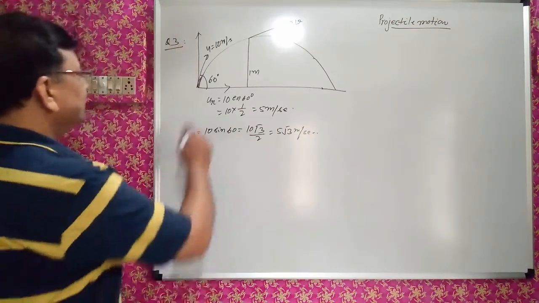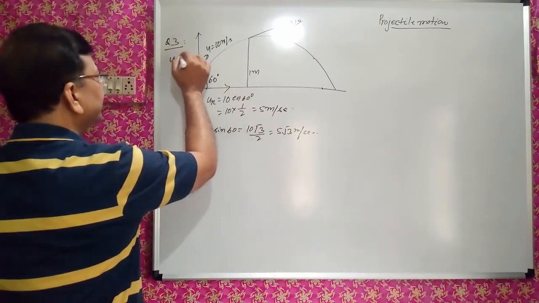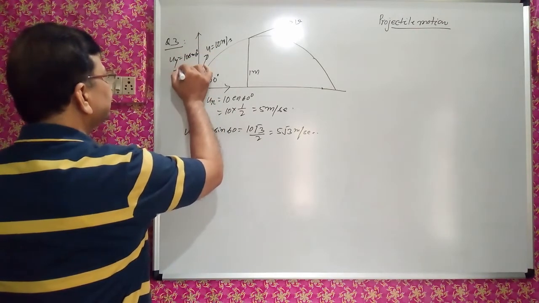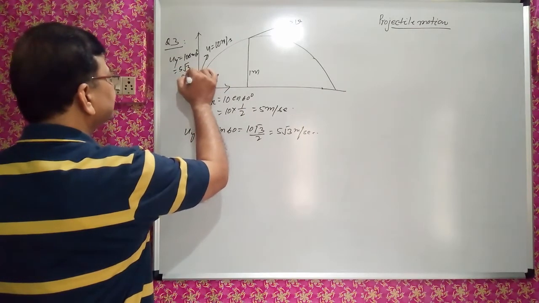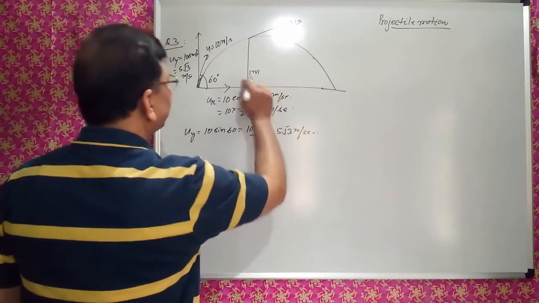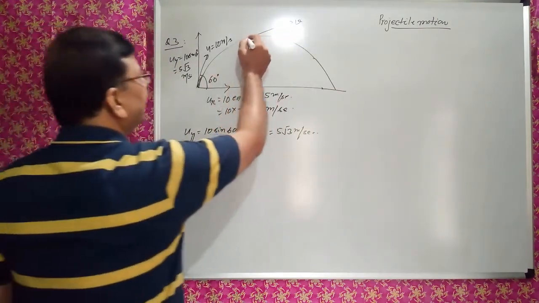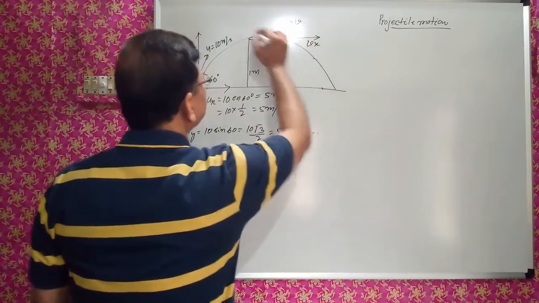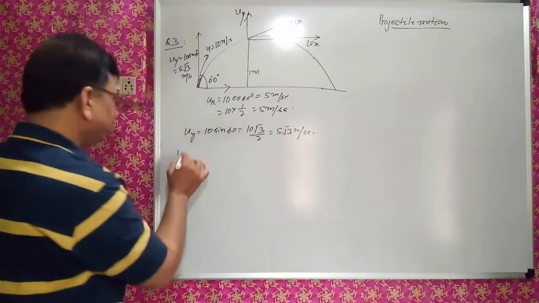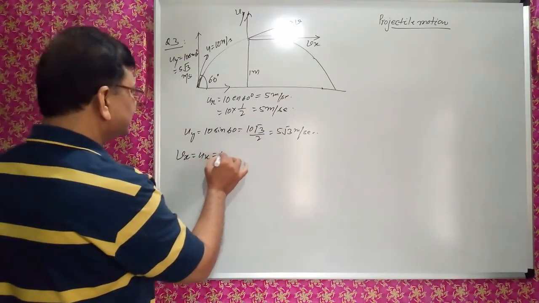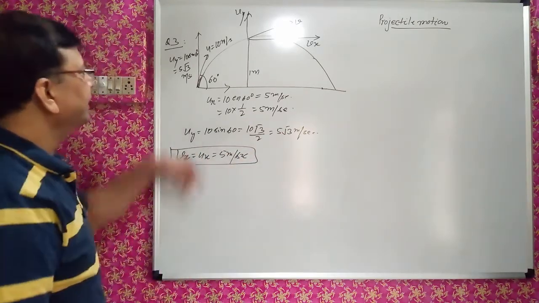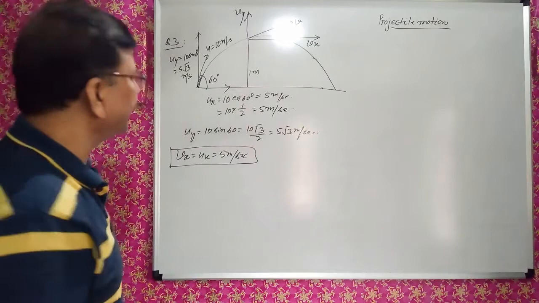Means vertical velocity is known, horizontal velocity is known. Uy is equal to 10 sine 60 degrees, that is 5 under root 3 meters per second, and ux is 5 meters per second at the height here. What is the velocity? Let this horizontal velocity be Vx and this vertical velocity be Vy. So Vx is equal to Ux is equal to 5 meters per second. That is one thing clear. Now we will find Vy.